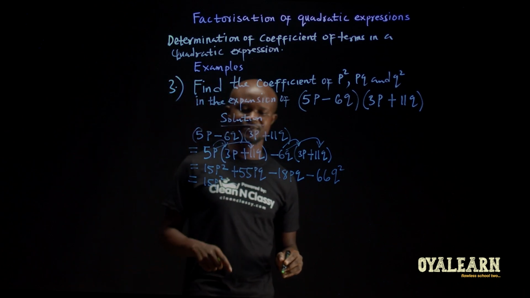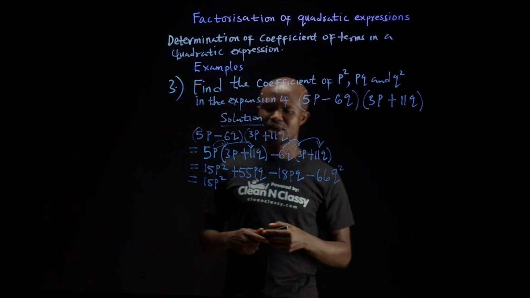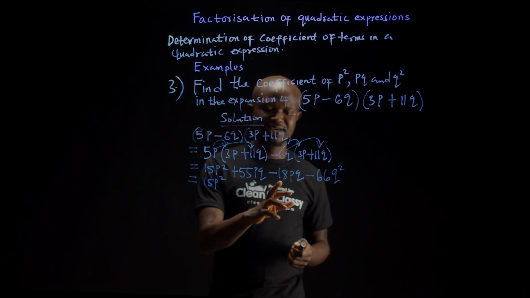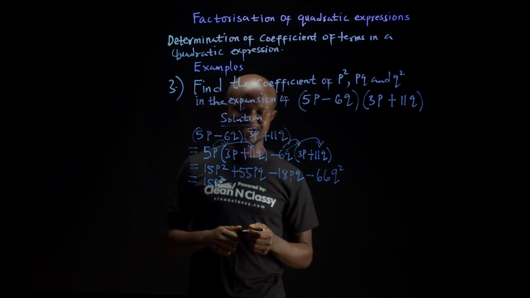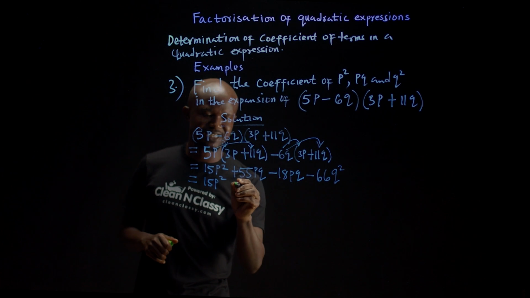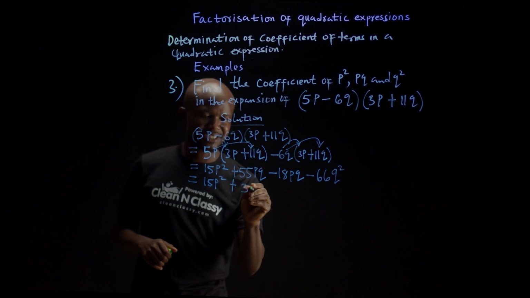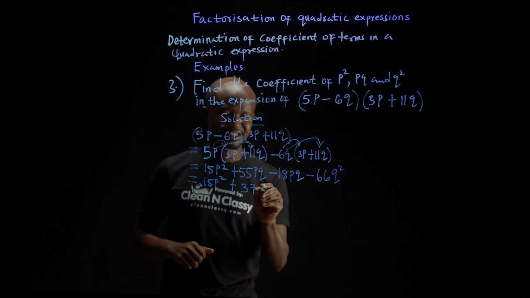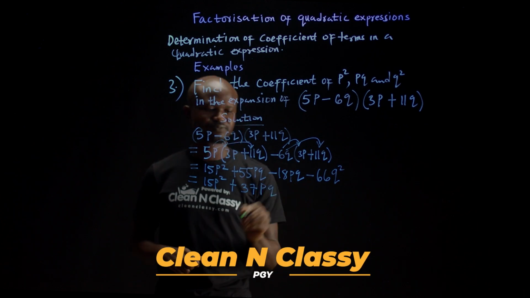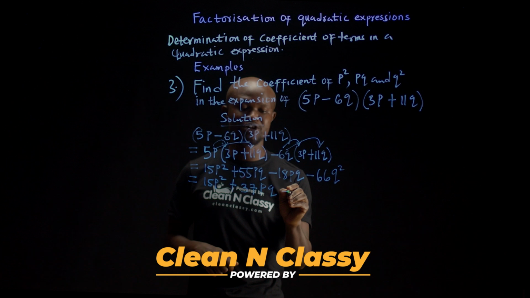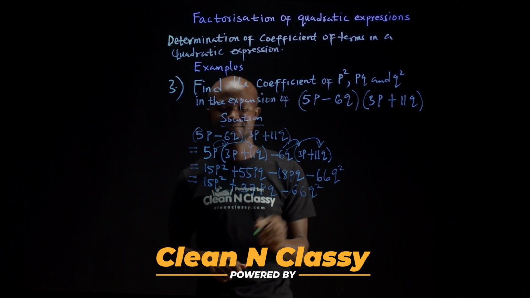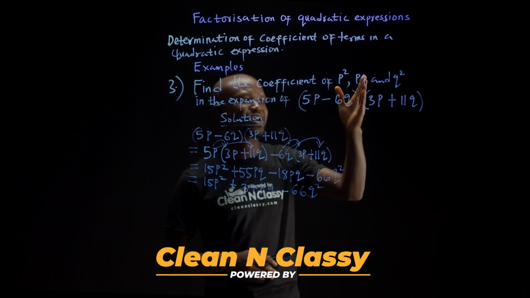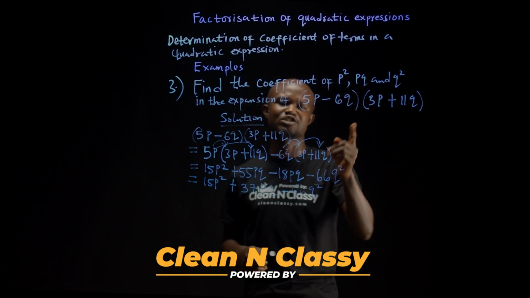Now, we simplify further. The middle term. Now, 55 minus 18, we are going to have 37. So here 55pq minus 18pq will give us 37pq. We have 37pq, then minus 66q squared. Now, let's go back to the question. Find the coefficient of p squared, pq, and q squared in the expansion.